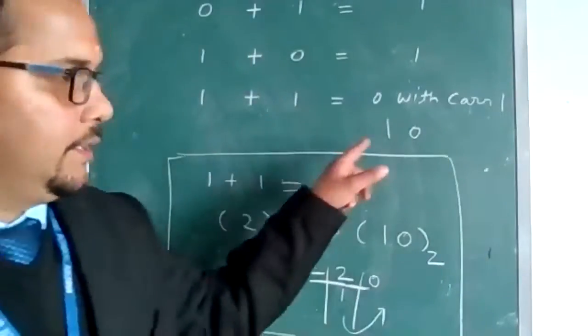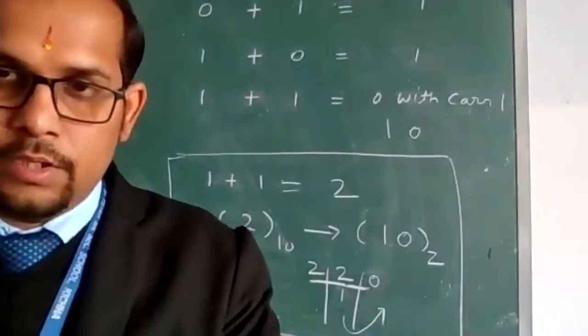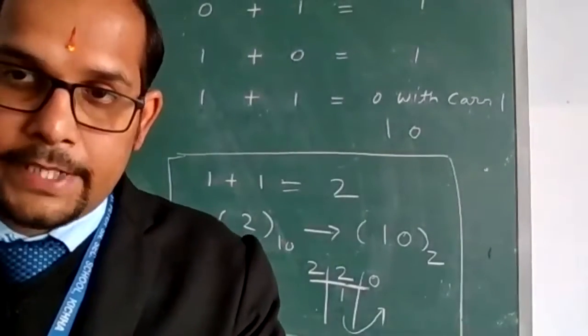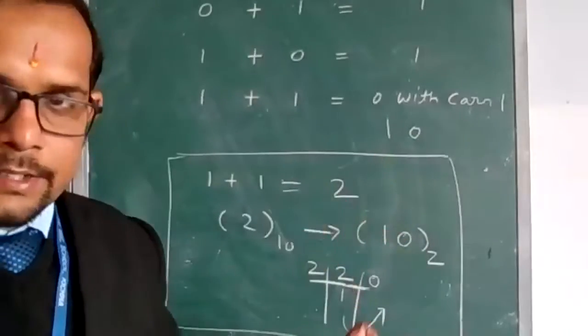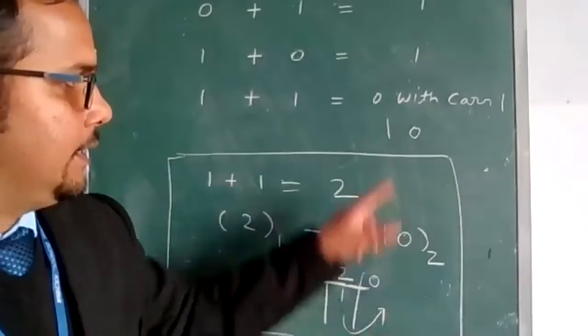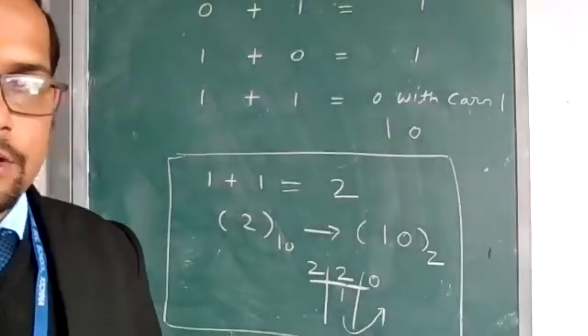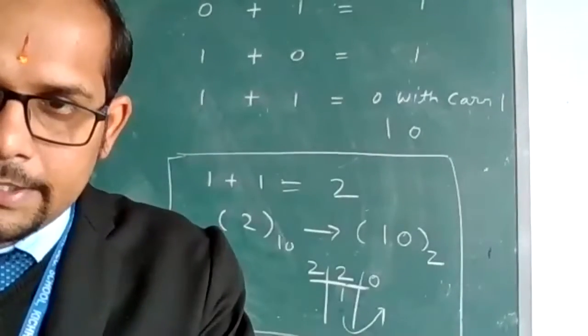1 plus 1 is equal to 10. Now 10 has come. What have you studied in maths? The unit place comes as the result, and the number in the tens place goes as a carry. Something like that used to happen.